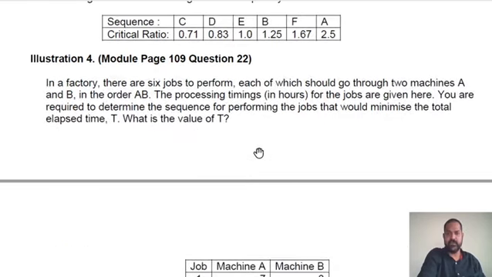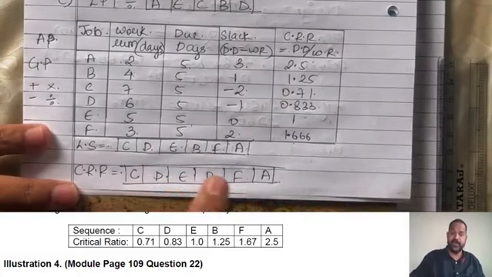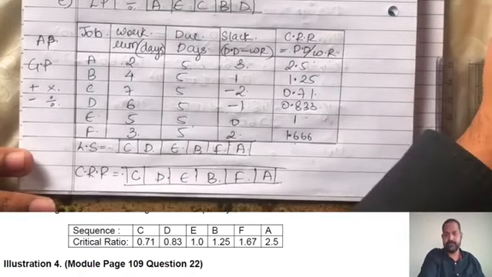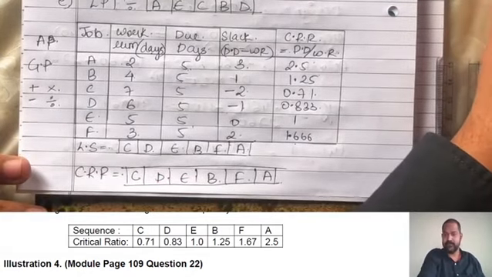Then they start sequencing. They've drawn a table with the job and the critical ratio, so that you know that the least critical ratio is put first. So the answer is CDEBFA. Let me check if that is the same. CDEBFA. Perfect. That is question number 3.